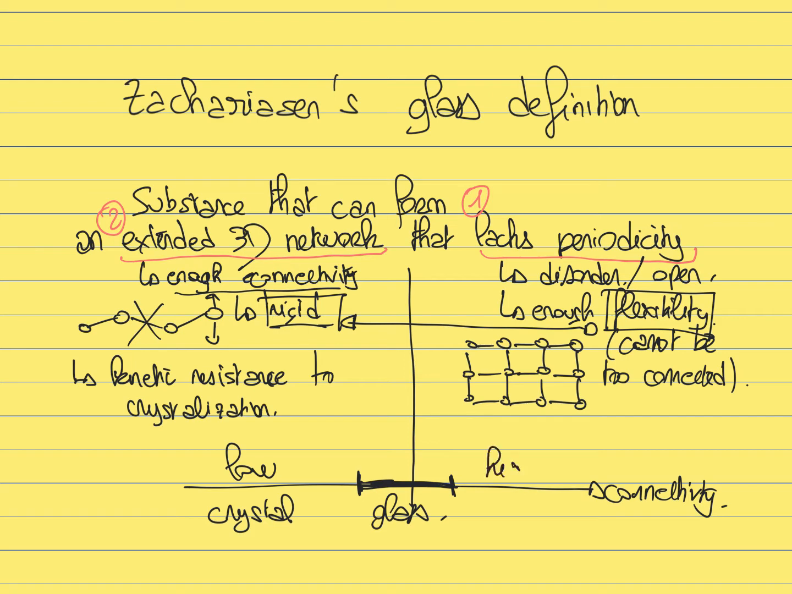And if the connectivity is too high, then you will also tend to form a crystal, because you will not have enough flexibility to form a disordered structure. So there's really a sweet spot here where the connectivity is not too low, not too high, and this is where the Zachariasen rule tells you that you will be able to form a glass, within this sweet spot where the connectivity is not too high and not too low.